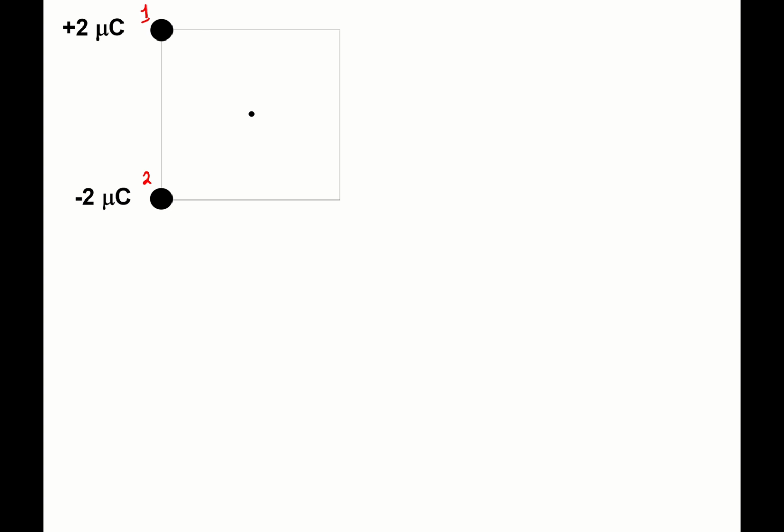Again, electric field comes out of a positive charge. So E1 is going to be away from the one in the top corner, and it goes into a negative charge, so E2 is going to be towards charge 2. So we've got our directions. Now we're going to calculate the magnitudes.